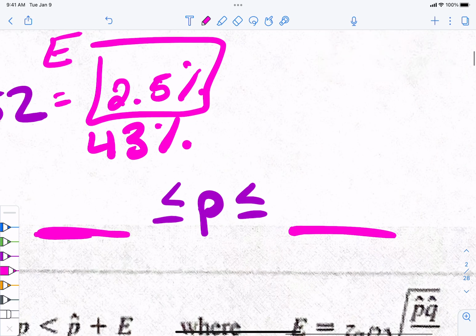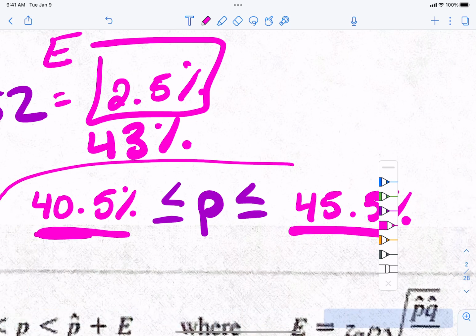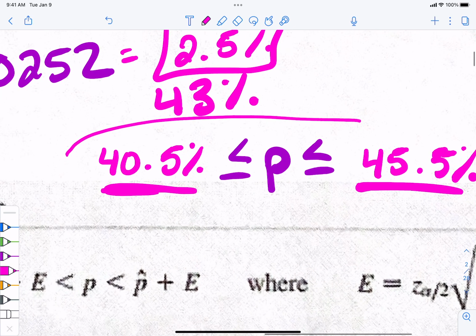40.5 and 45.5. Do you see how this works? This is all for part B. Okay, what we just did was part B.